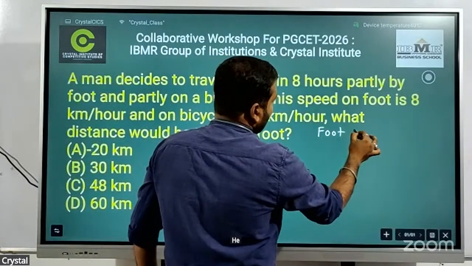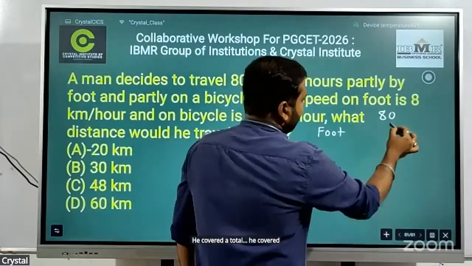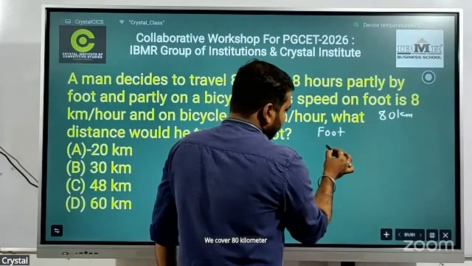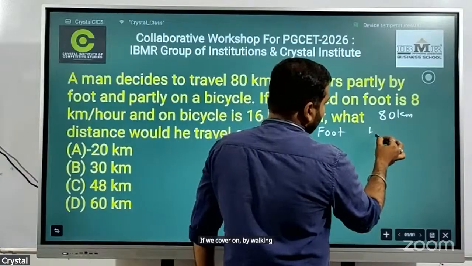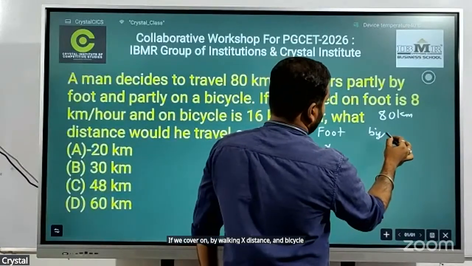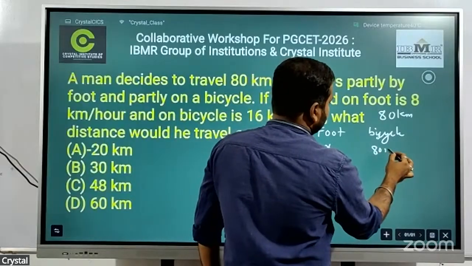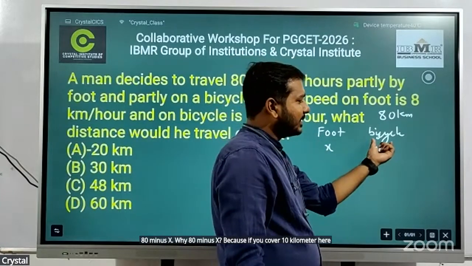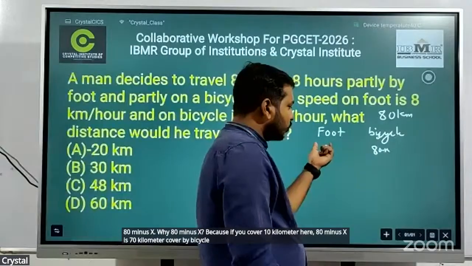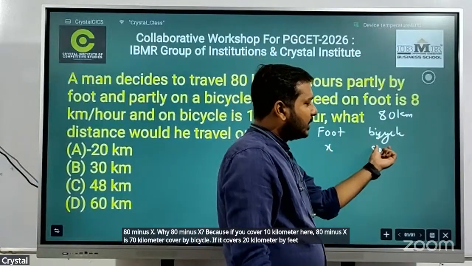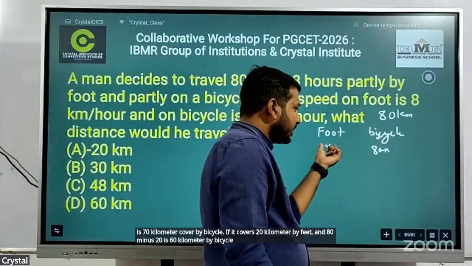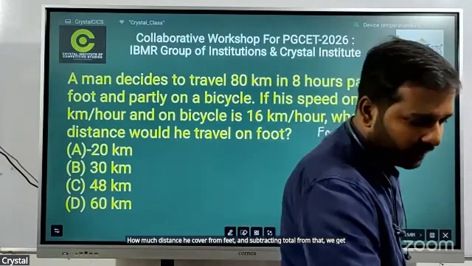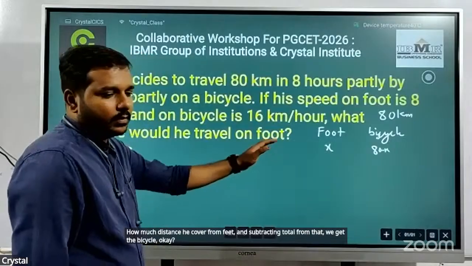He covers a total of 80 kilometers. Correct. If he covers x distance by walking, the bicycle is 80 minus x. Why 80 minus x? Because if he covers 10 km on foot, then 80 minus 10 is 70 km covered by bicycle. If he covers 20 km on foot, 80 minus 20 is 60 km by bicycle. Whatever distance he covers on foot, subtracting it from the total, we get the bicycle distance. Okay, next.